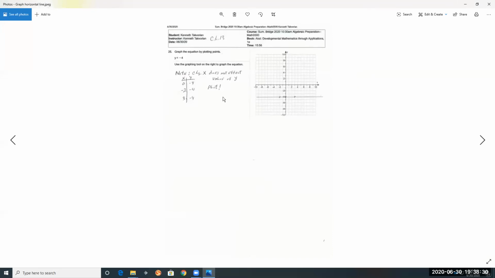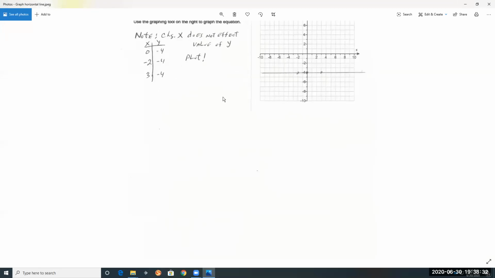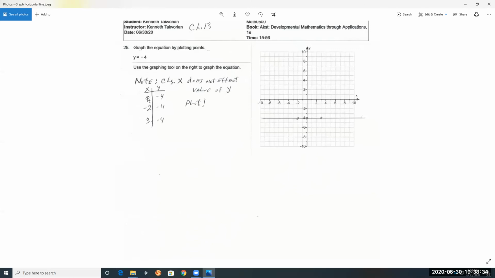Let's graph a special case called a horizontal line. We're given y equals minus 4. There's no value of x here. It doesn't matter what we choose for x, 0, minus 2, or plus 3. y is still going to be negative 4. y is constant at negative 4. Notice that the change in x does not affect the value of y.